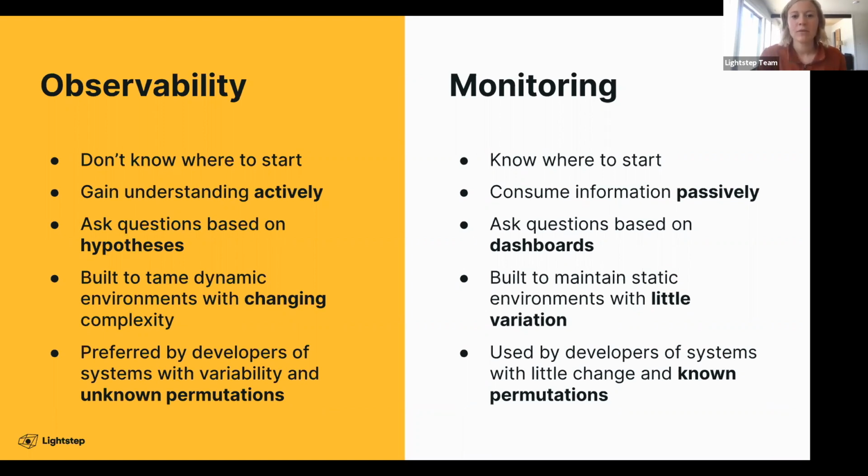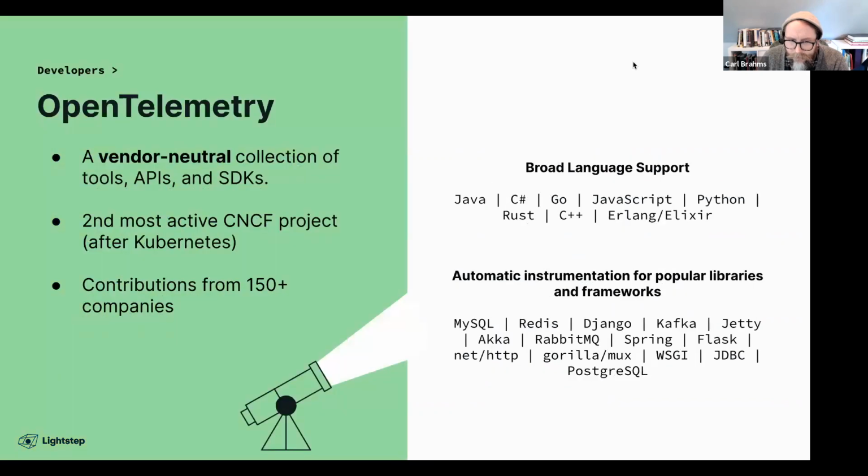Next question: how much coding is needed to instrument applications? For OpenTelemetry, if you're using one of these languages, there's support, and you won't have to do much else. Automatic instrumentation is what you're looking for. You want to use an agent or something that's going to automatically add spans for all the portions of your application.